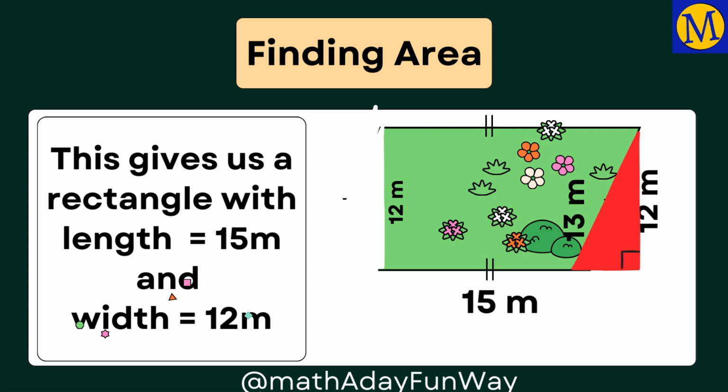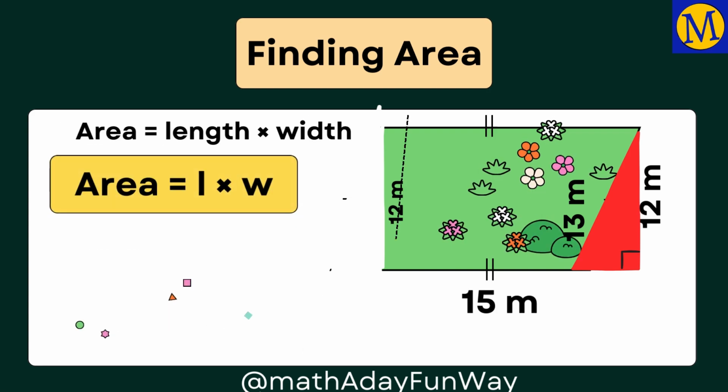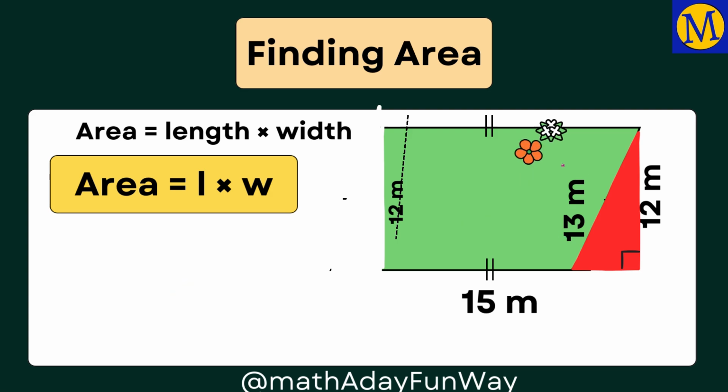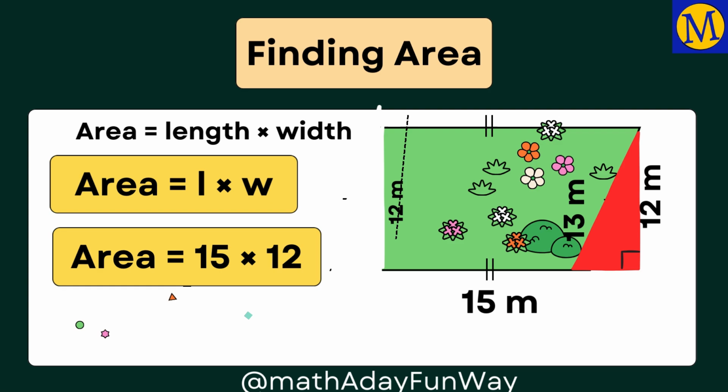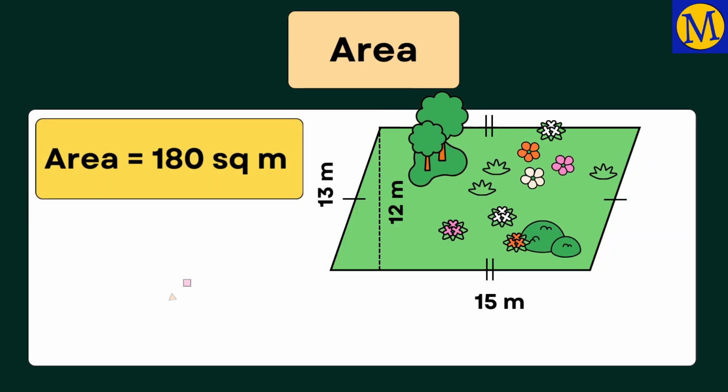Its length is 15 meters and width 12 meters. Area of a rectangle is length multiplied by width. So, we multiply length 15 by width 12. And the area is 180 square meters. So, we have found the area of the garden.